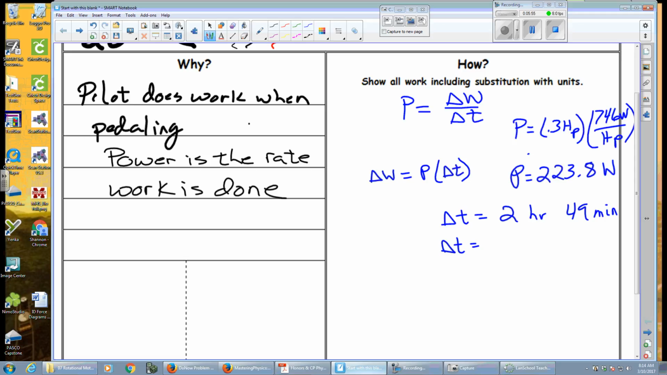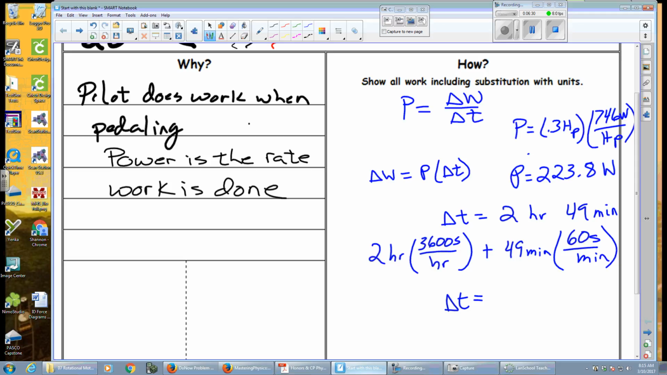To get hours to seconds, I do 2 hours times 3,600 seconds per hour plus 49 minutes times 60 seconds in a minute, and I get that conversion, which is 10,140 seconds.